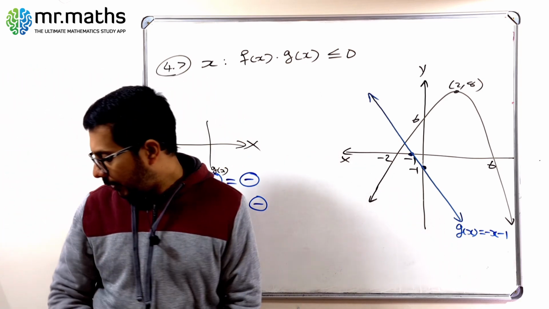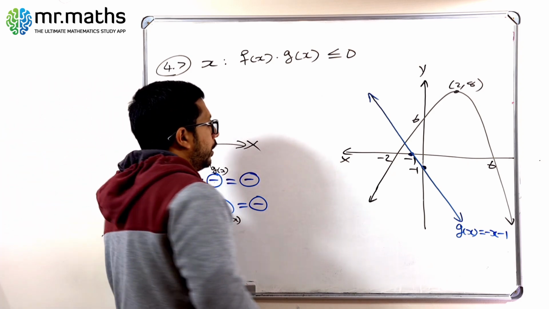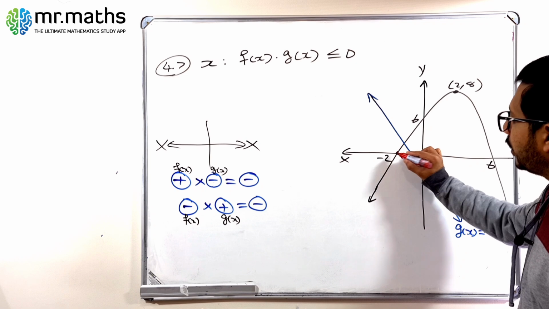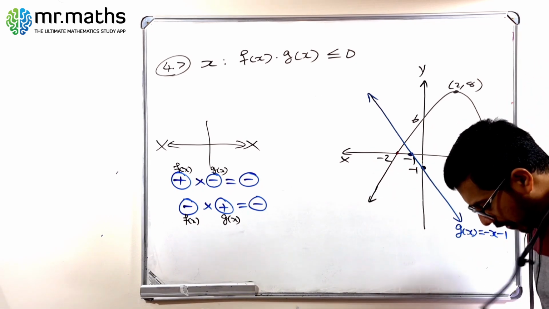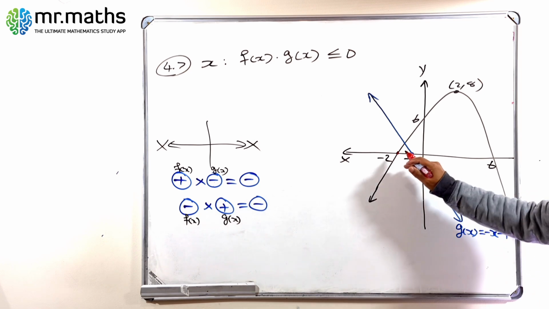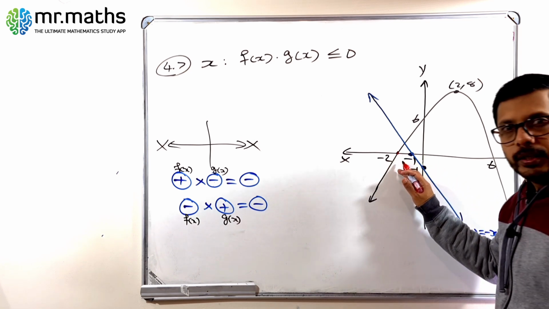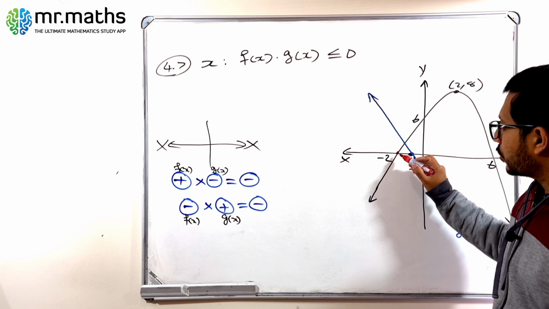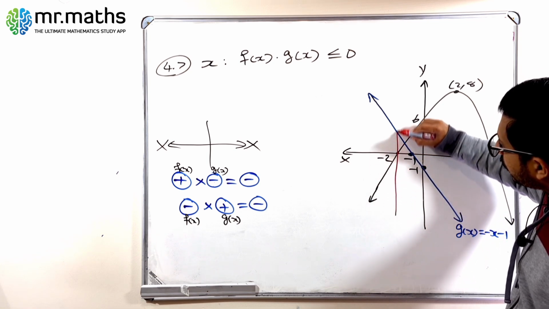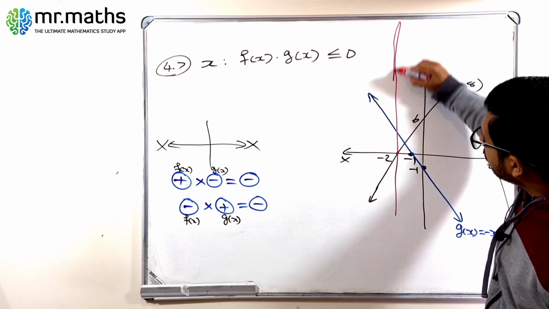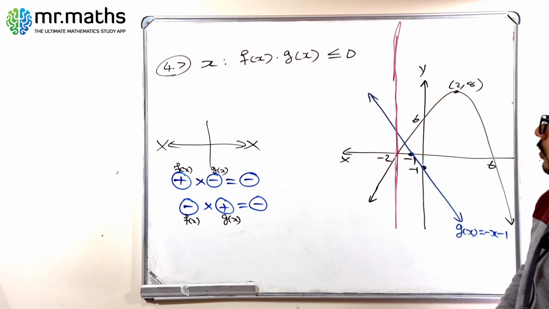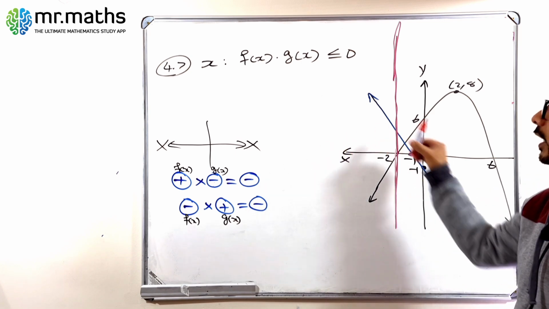Okay, so here, look at this one. At this point, what is the x value? At that point the x value is -2. Do you agree? At this point the x value is -2. So let me draw a line here passing through that -2, like this. Okay, so what is happening before that -2?